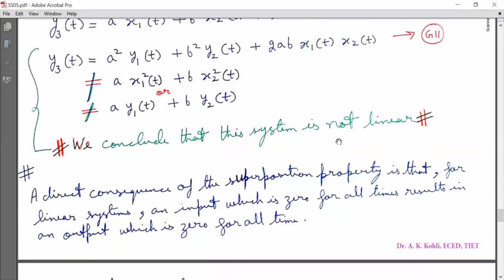A direct consequence of the superposition property is that for linear systems, an input which is zero for all times results in an output which is zero for all times. It is a very, very important property.